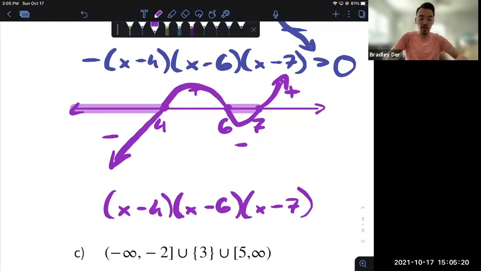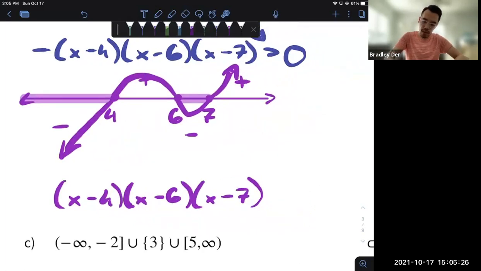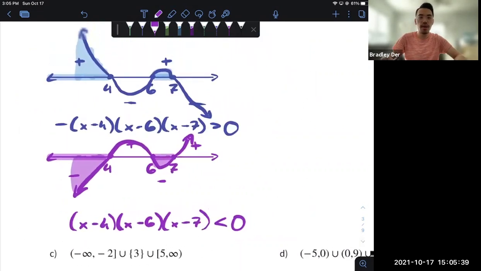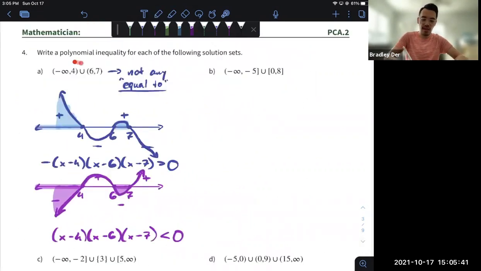So I'll just double check. It is a positive lead coefficient, and this end behavior matches that. So that's good. The actual part of our solution set would be for this section of the graph, where the y values are less than 0. And again, we don't want to set this equal to 0 because our interval was exclusive at these x-intercepts.